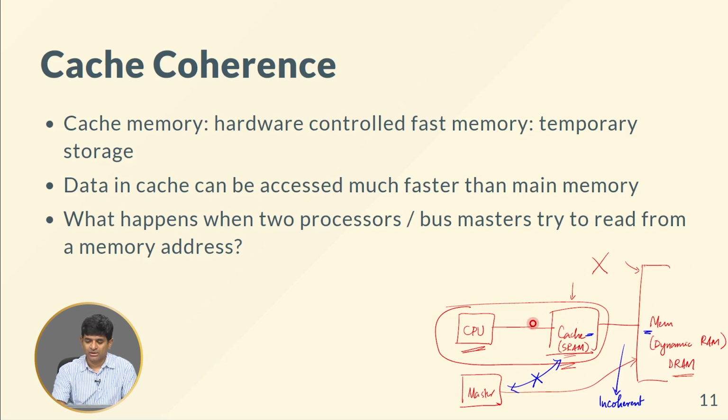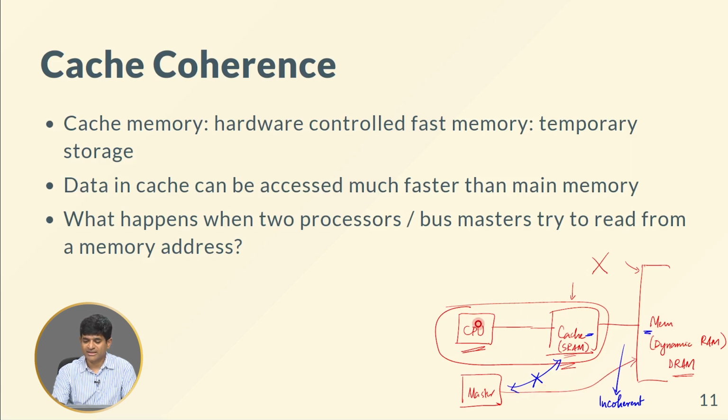Now, as you can imagine, if the CPU has not changed anything, it has only read data from here, we do not have a problem. I read data into the cache and then into the CPU, I read data directly into this bus master, I get the same data. But let us say that the CPU changes something in cache, but it has not written it back into main memory. Now when this second bus master tries to read, it reads the wrong data.